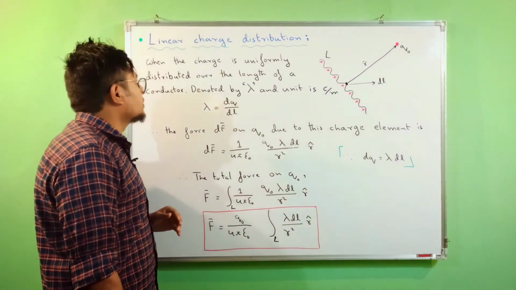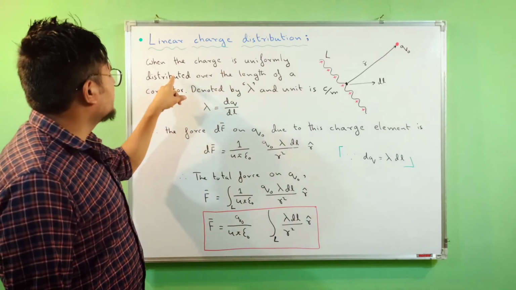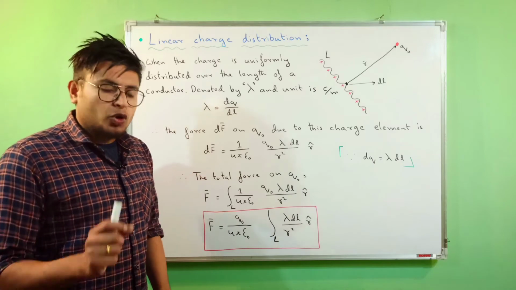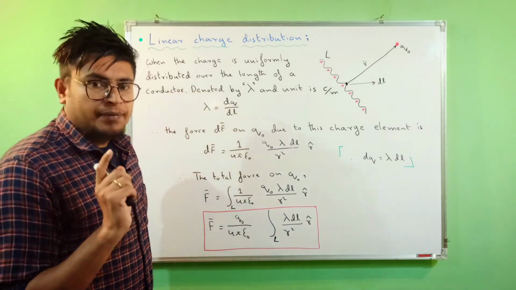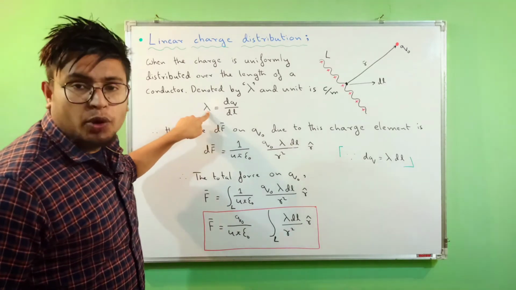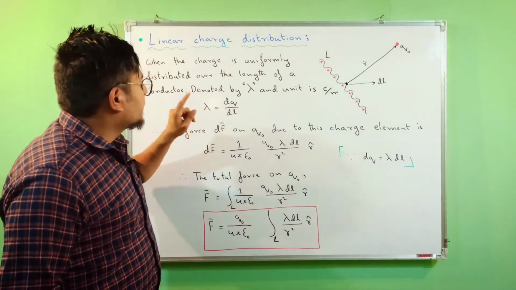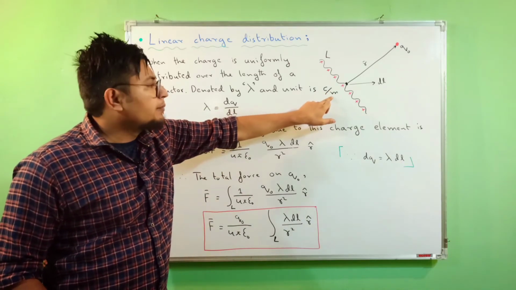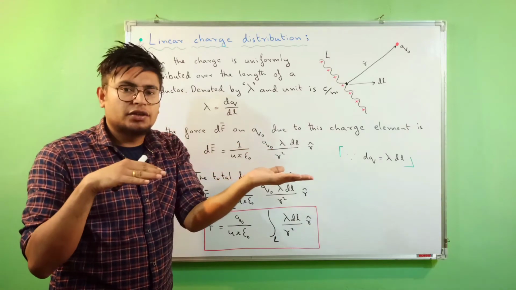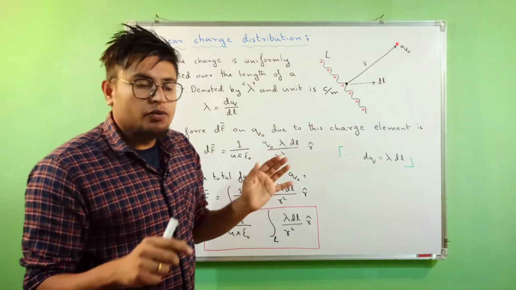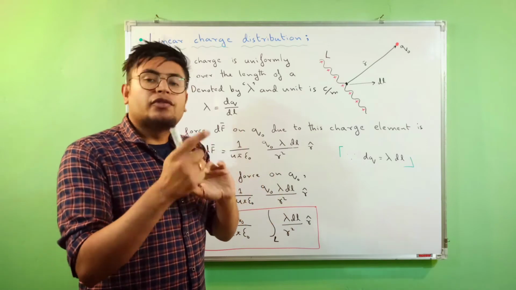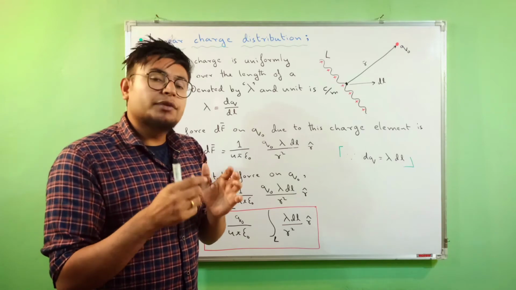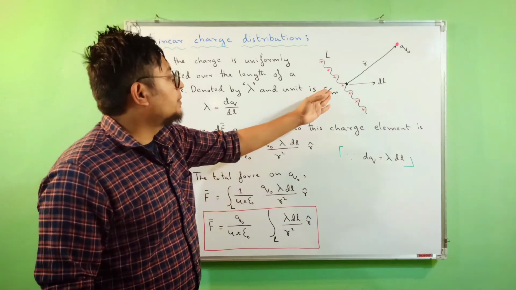In this particular case, when the charge is uniformly distributed over the length of a conductor, it is known as linear charge distribution, also known as linear charge density, and it is denoted by the symbol lambda. Its unit is coulomb per meter. Per meter because the scenario is like 1D, where it becomes only meter. When you take it for 2D, it becomes meter square. When you take it for 3D, that is volume, it becomes meter cube. So this is charge per meter.